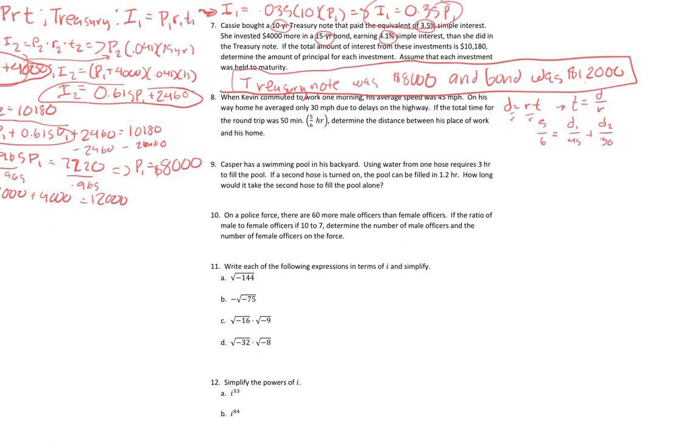Now, we know that the distance to his work from his house would be the same distance as the distance from his work to his house. So we can just say that this d1 and d2, we don't even need it. We can just say that it's just d, because it's the same distance, which is really nice for our equation.